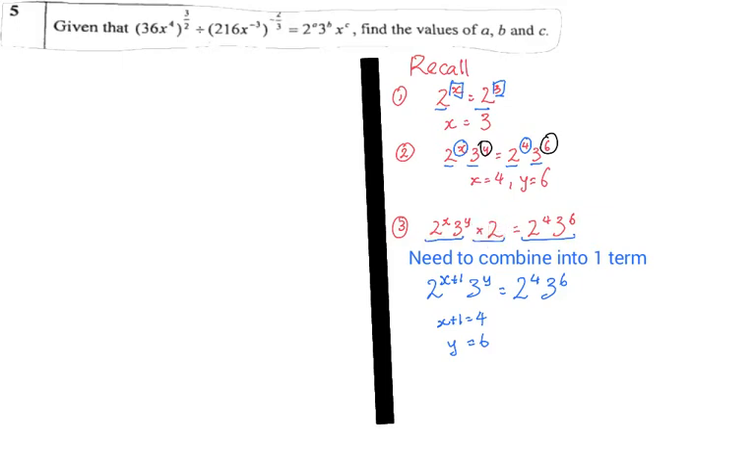No, very good. So now we know we have to combine them into 1. So in this case, I'll make it into 2 to the power of x plus 1, then the whole thing. Now I can compare the base of 2 and then the power. So x plus 1 is equal to 4, y is equal to 6. So now that you understand, you have to combine everything into a single term. Can you now solve question 5?